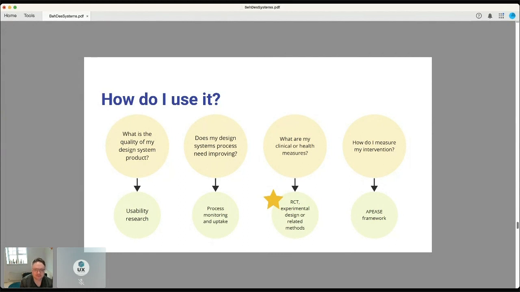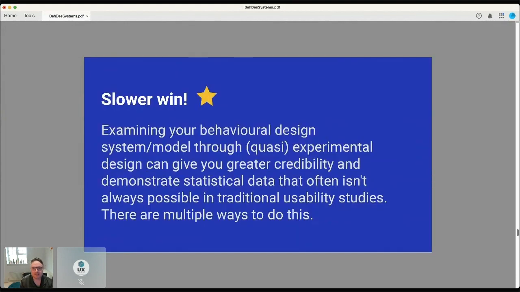I was thinking about the APPEASE framework. If you'd like to know more about that, I can't remember all of the letters, but it's about measuring the quality of your intervention as well. So this is a slower win as opposed to a quick win.